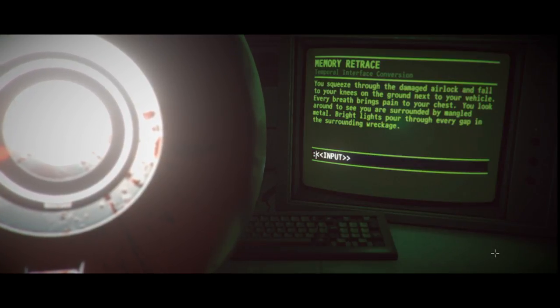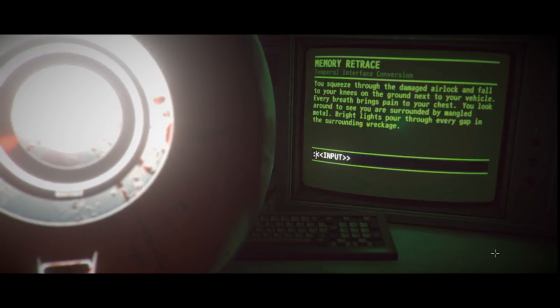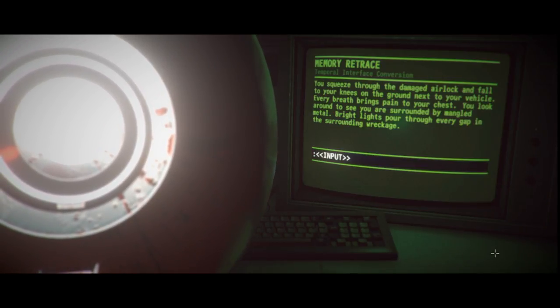This is incredible. How are we getting all of this? It's describing the moment we found the ship. Please continue.